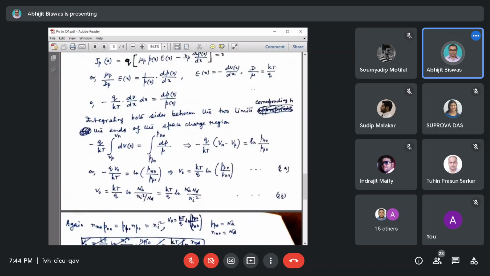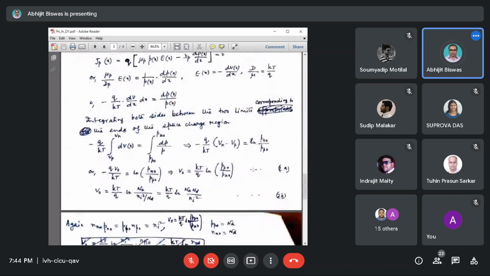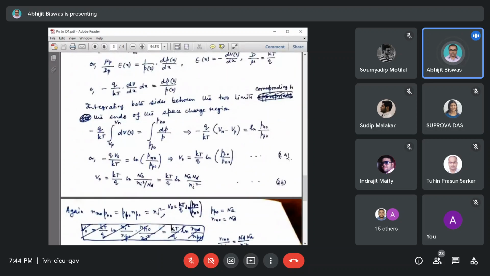Vn minus Vp is the built-in or contact potential. Can you see in the figure, the second one on the left-hand side? Vn minus Vp, this difference is V0. This is the contact potential, and that is what we have written here. Vn minus Vp is equal to V0, so minus q by kT V0 equals ln Pn0 by Pp0. So V0 can be given by kT by q ln Pp0 by Pn0.